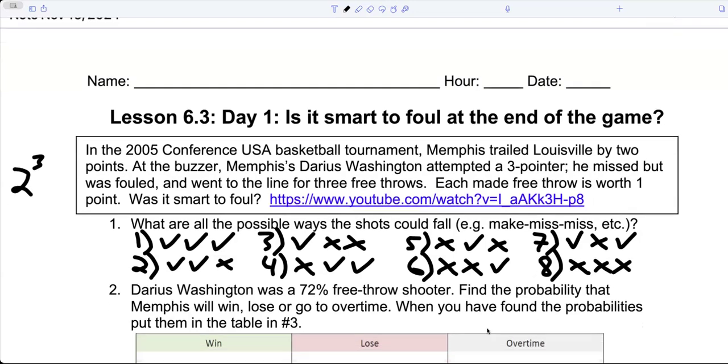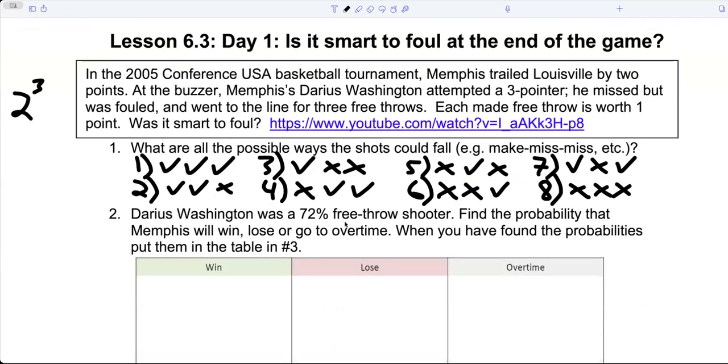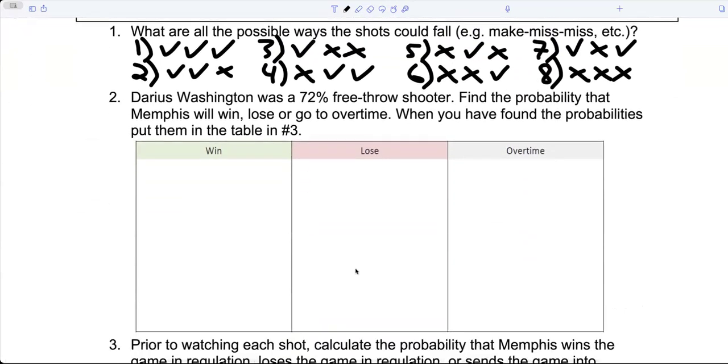All right, so it says he was a 72% free throw shooter. Find the probability that Memphis will win, they will lose, or they will go to overtime. When you have found the probabilities, put them in the table in number 3. Okay, so in order for them to win, he would have to make all 3. Correct? We're going to assume for these purposes that the shots are independent of each other.